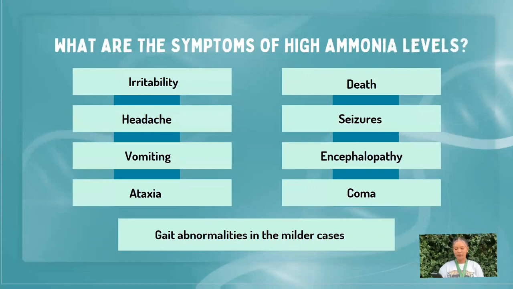What are the symptoms of high ammonia levels? Symptoms include irritability, headache, vomiting, ataxia, and gait abnormalities in the middle phases. Seizures, encephalopathy, coma, and even death can occur in cases with ammonia levels greater than 200 micromoles per liter.